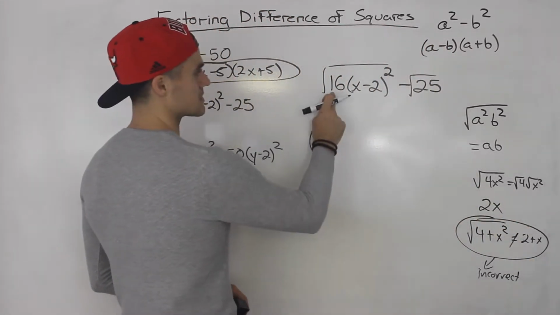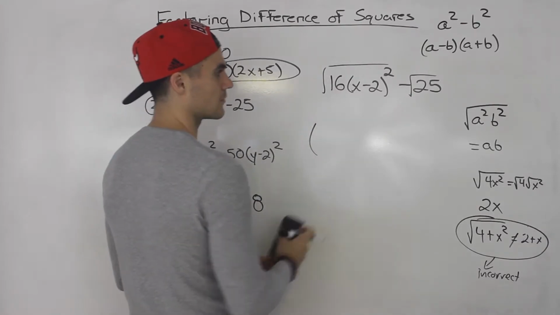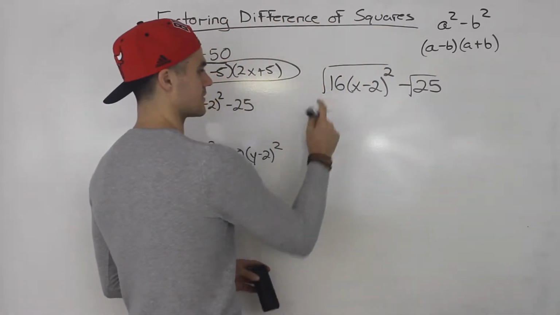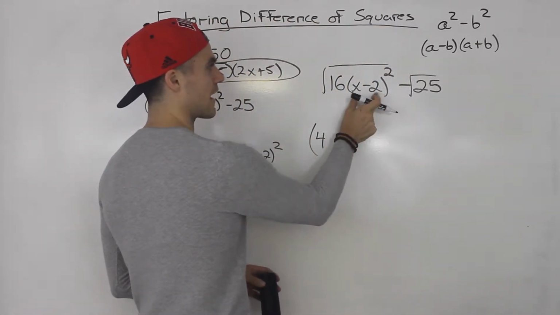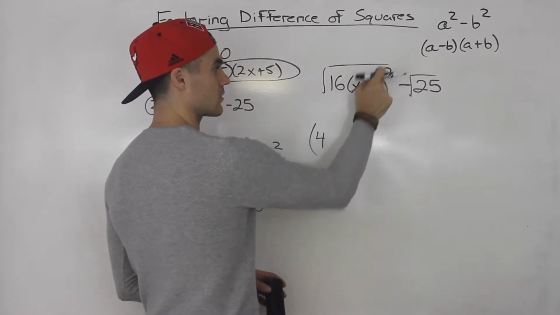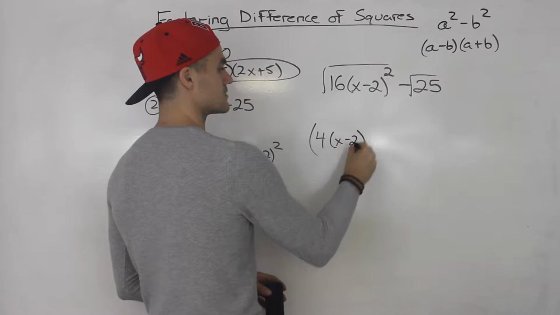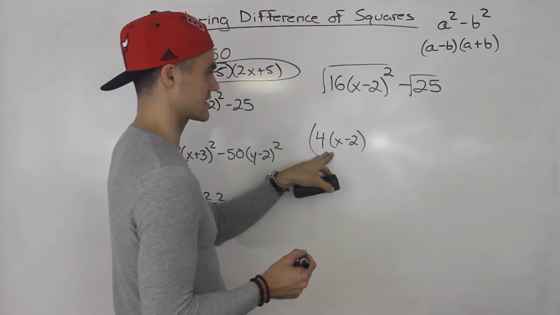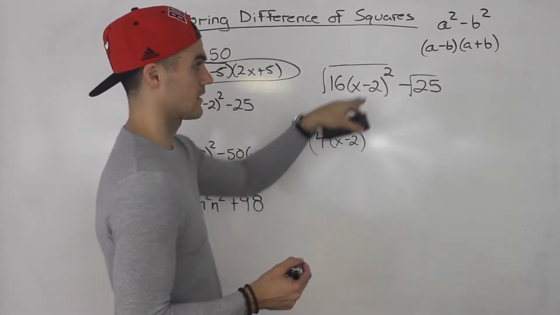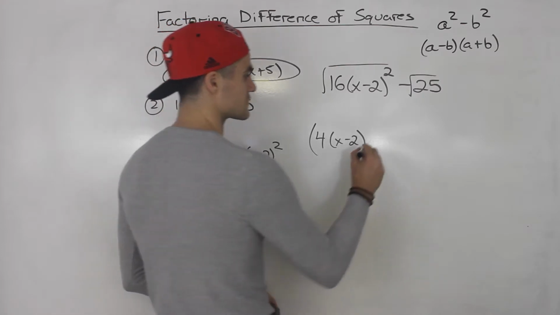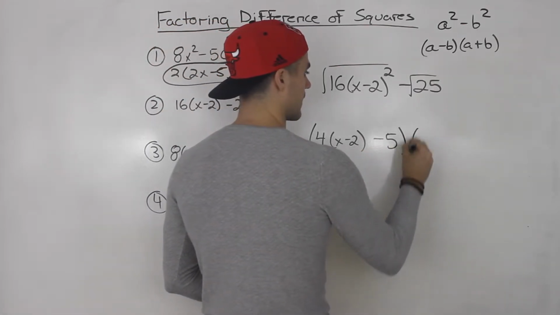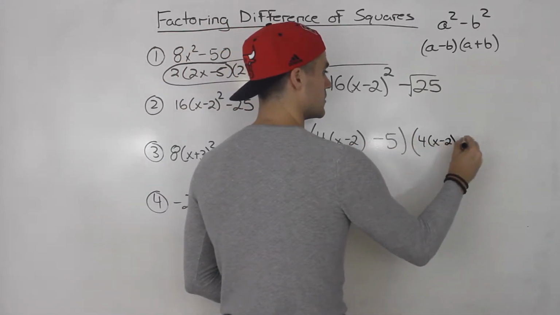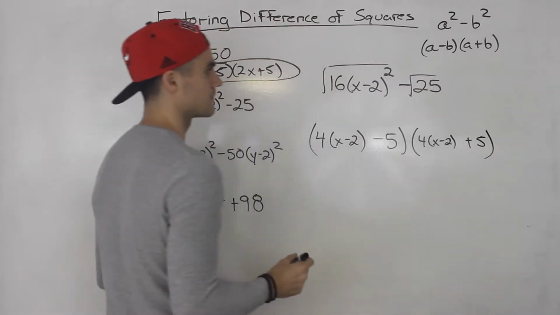So notice in this case, both of these expressions are being multiplied. So what's the square root of 16? It's 4. What's the square root of x minus 2 squared? Well, the square would go away and we're just left with x minus 2. Right, so the square root of this expression is this expression here, 4 bracket x minus 2. And then the square root of 25 is just 5. So we'd have minus 5. And then in the other bracket, we'd have this same expression, 4 bracket x minus 2 plus 5.